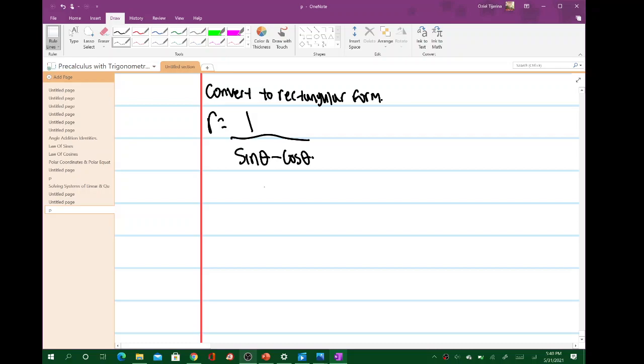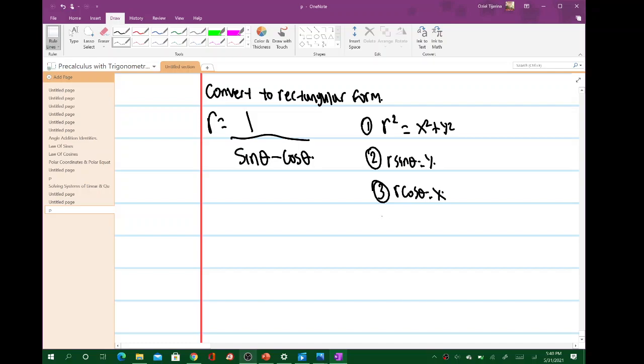So the way that we do this one, and like I've been saying in the past few videos, we want to make sure that we write all of the equations down that we know. So r squared equals x squared plus y squared, that's number one. Number two is r sine theta equals y. Number three, r cosine theta equals x.